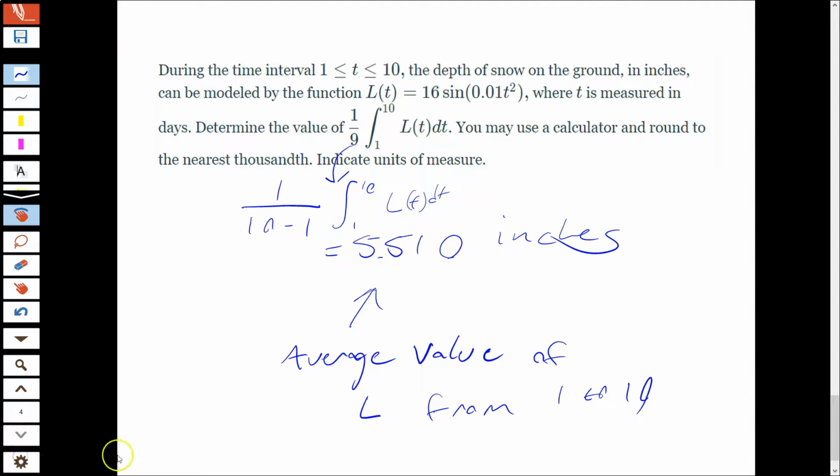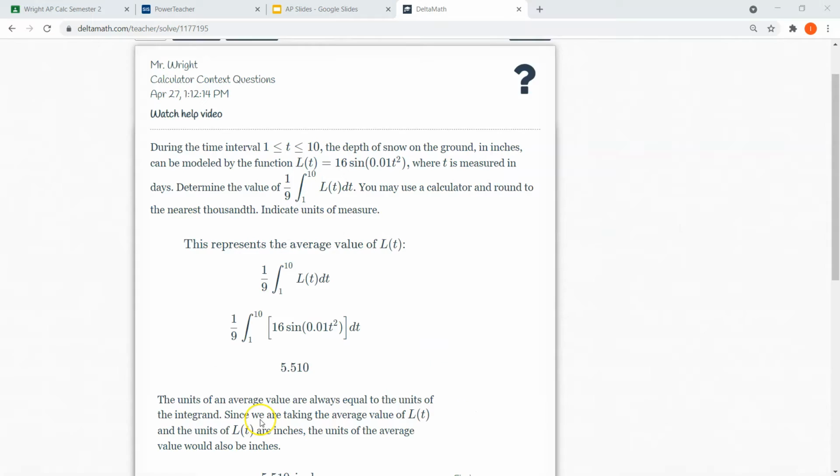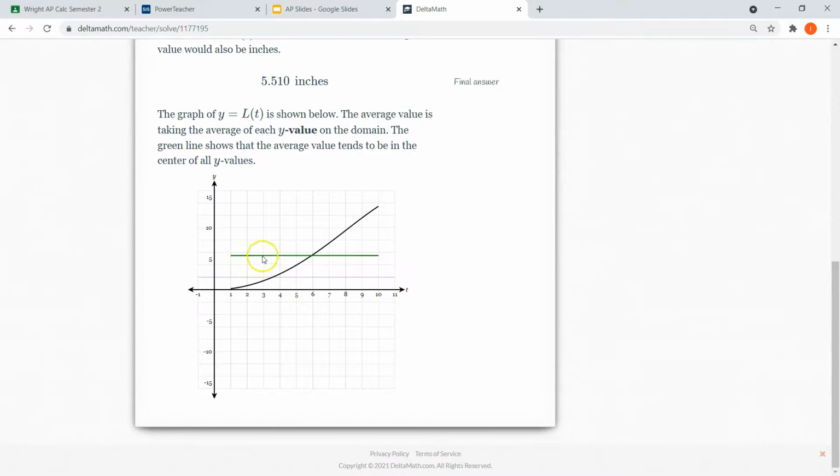Okay, so what this looks like graphically is here is my line representing that average value. So notice, if this is my function L, the black line, that value that I just calculated is about right in the middle of all these values. And obviously, the function being higher might pull it up, but the function being lower down here might pull it down. This is right in the middle.